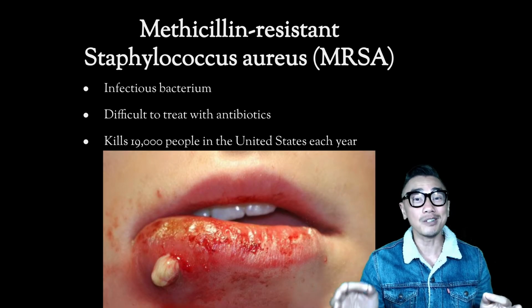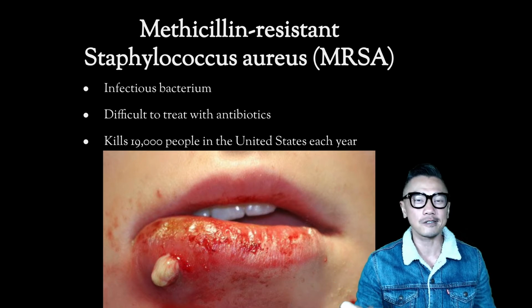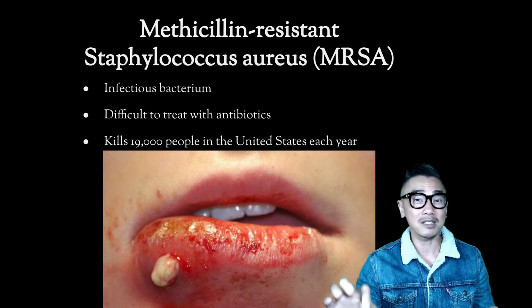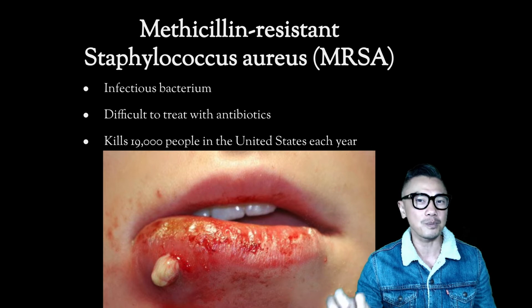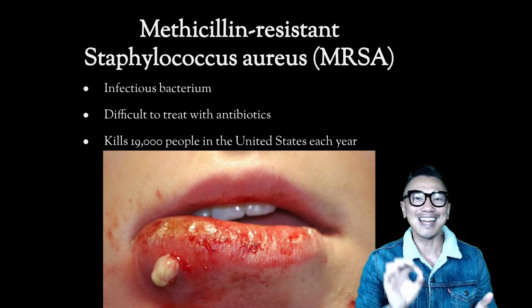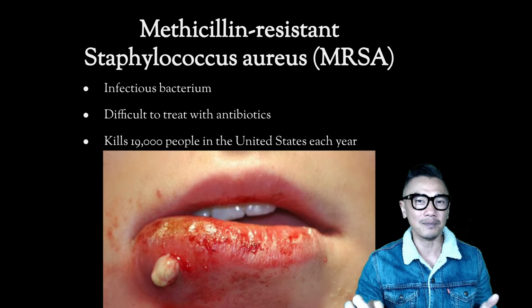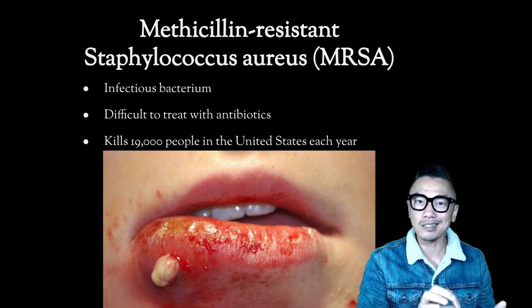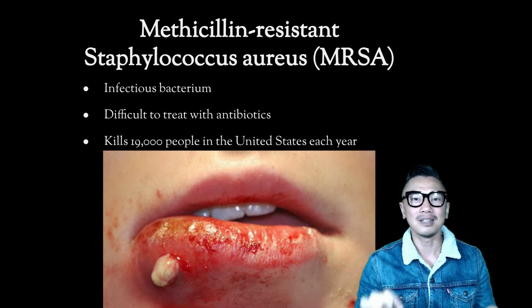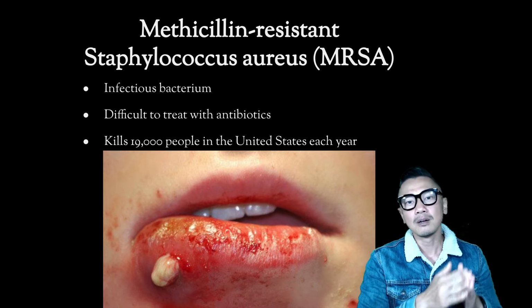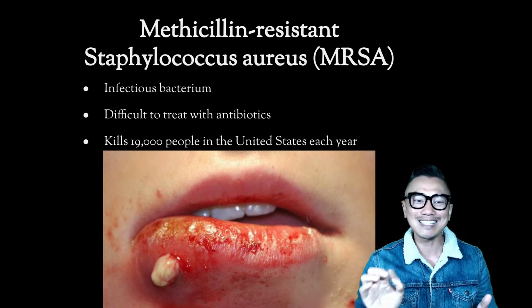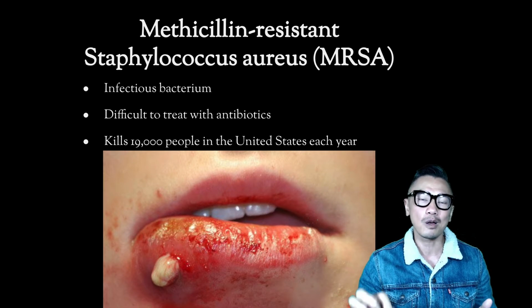MRSA is one strain of staph and stands for Methicillin-resistant Staphylococcus aureus. MRSA is an infectious bacterium, meaning that it is disease-causing and can spread from person to person. Methicillin is an antibiotic related to penicillin and was once effective against staph. MRSA is resistant to methicillin, and as a result, it's difficult to treat MRSA infections with antibiotics. MRSA infections kill about 19,000 people in the United States per year.